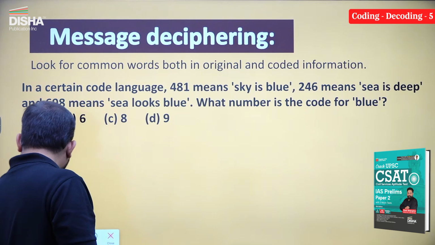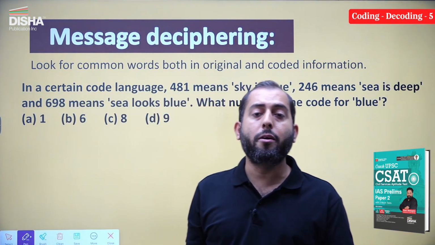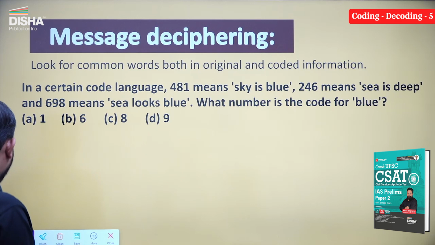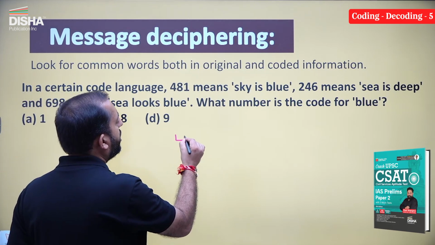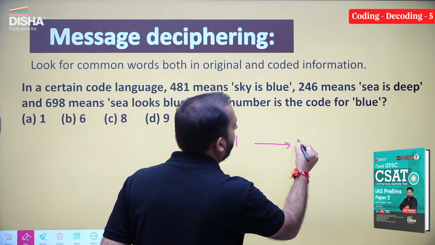Okay, now this is the last variation under coding and decoding, and this is called message deciphering. We will learn this with the help of a question directly. Now let's talk about this particular question. In this case, you will find out in a coding language, 481 is called sky is blue.